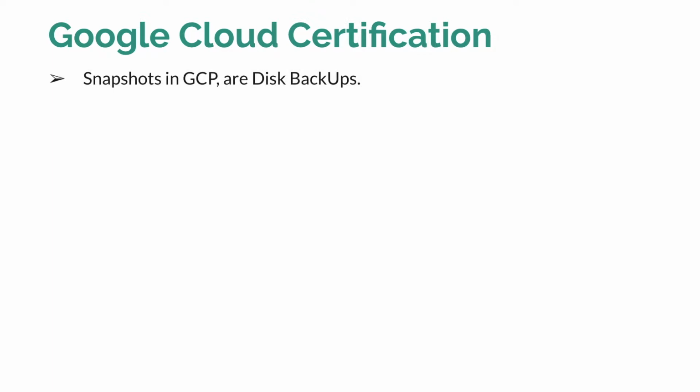So what is a snapshot in GCP and what is the use of snapshots? Snapshots in GCP are basically used to take the backup of your disk, to take the backup of your file system. Snapshot as a utility is very helpful for the periodic backup of your application.